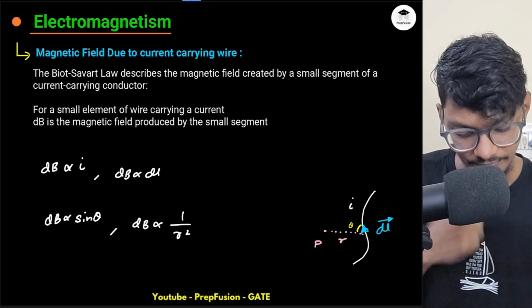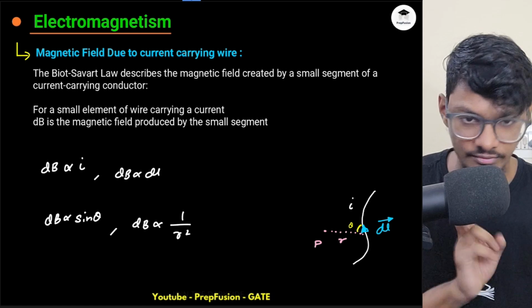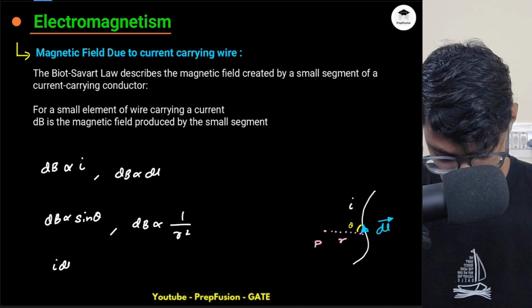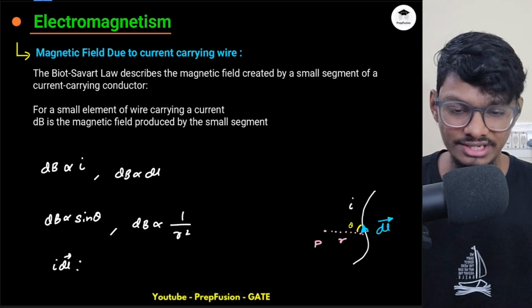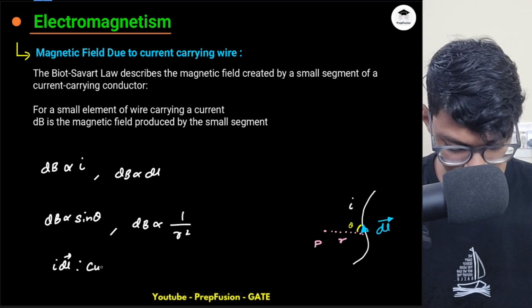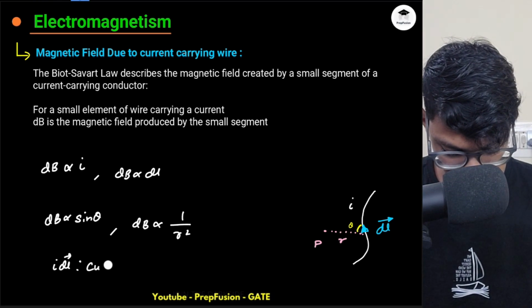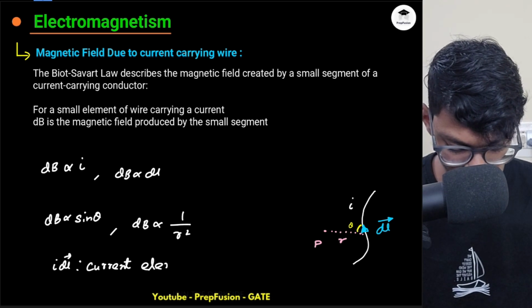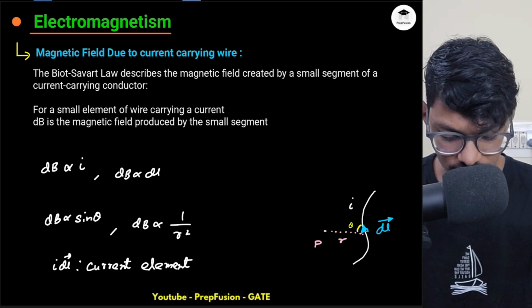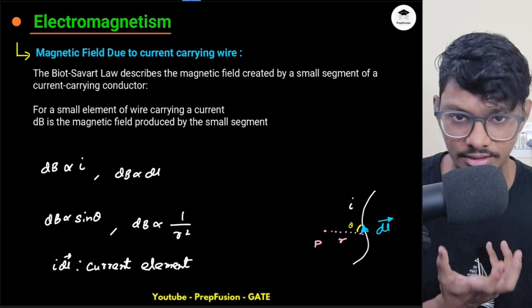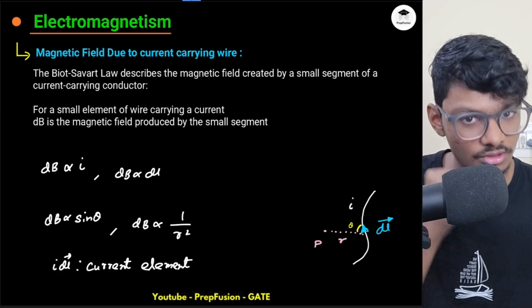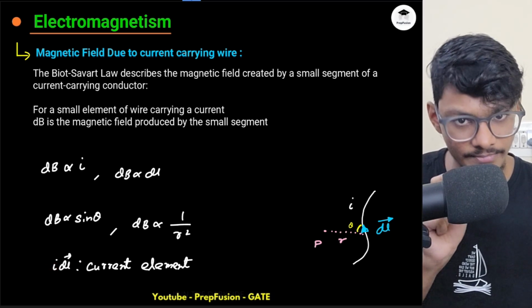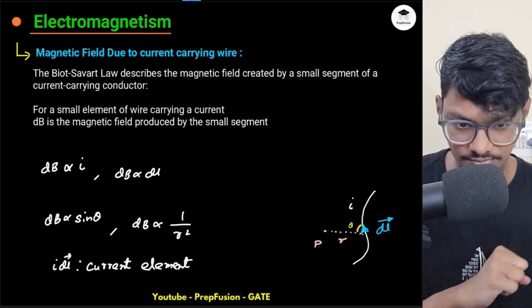Before going into that, I want to share a few things. Thing one is this Idl. Idl is known as the current element, a small current element, and we will use this in a lot of places. Why do we do this? Just to give a direction to current, because current in itself is not a vector quantity. Just to give a direction to current, we use this current element.